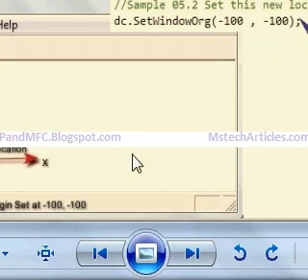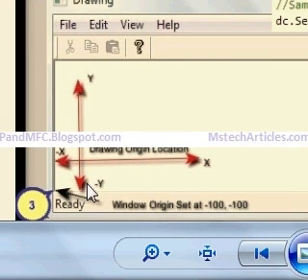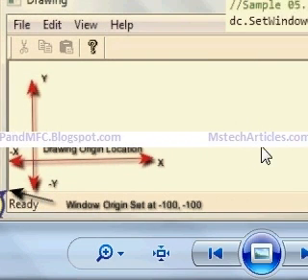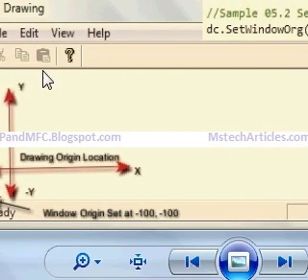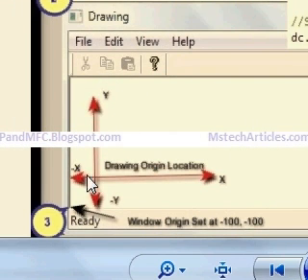That means positive X and negative Y. This is the first quadrant, and this is the second quadrant.